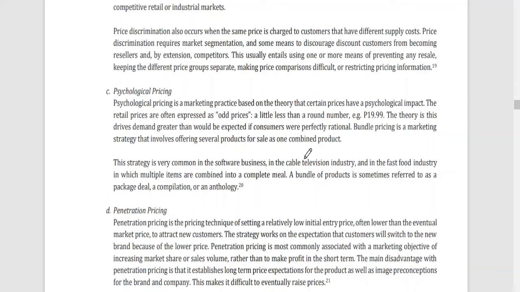This strategy is very common in the software business, in the cable television industry, and in the fast food industry, in which multiple items are combined into a complete meal. Okay, so I would always compute, especially pag dili ako'y mukaon, I would always compute before ordering sa fast food.